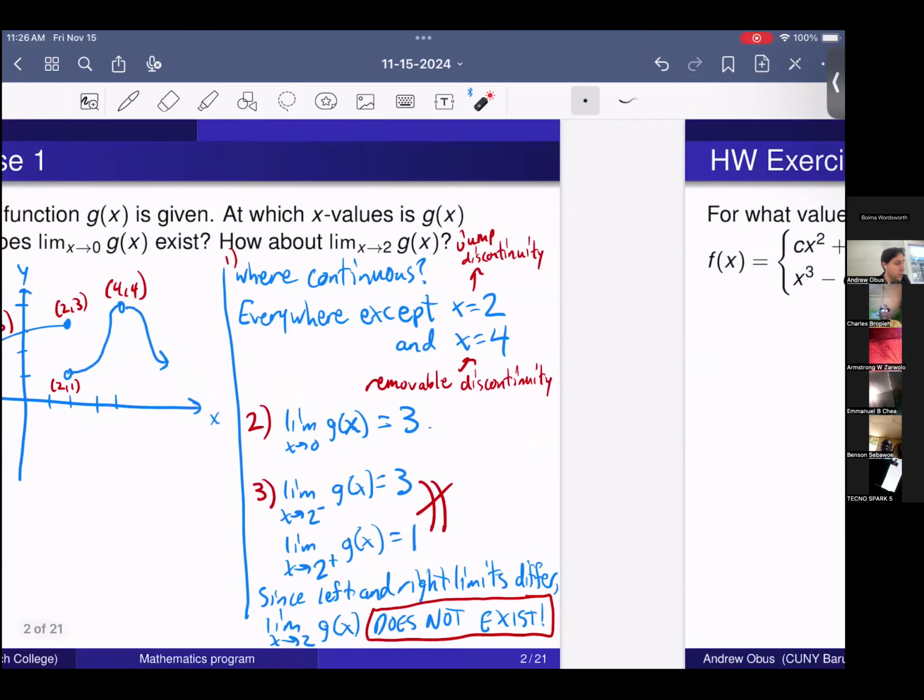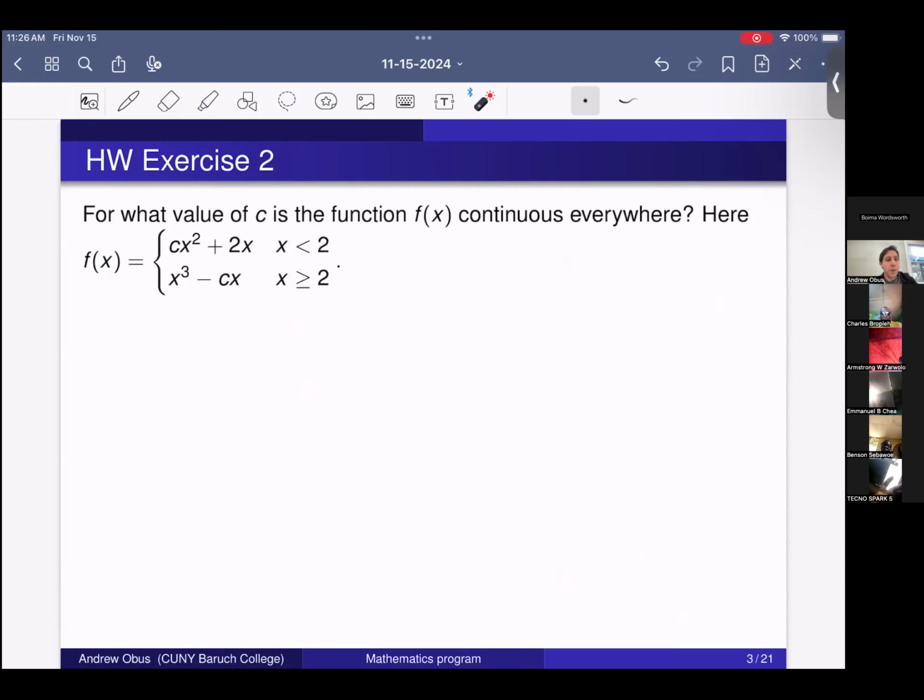So let's move on to question number 2. Question number 2 asks: for what value of c is the function f of x continuous everywhere? Here f of x is defined in a piecewise fashion. It has one definition for when x is less than 2, which is c x squared plus 2x. And it has another definition for x greater than or equal to 2, which is x cubed minus c x. We want to know, when will the entire function be continuous?